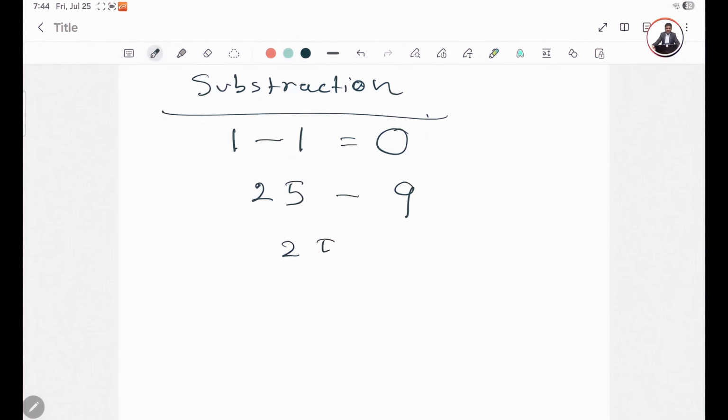So you write 25 down here, 9 here, and you put 0 in front to make it equal. It doesn't have any value. And then 5 take away 9, you can't do this. So you take 1 from the other side and this becomes 15. And then 15 take away 9 is 6. So here becomes 1. And then 1 take away 0 is 1.